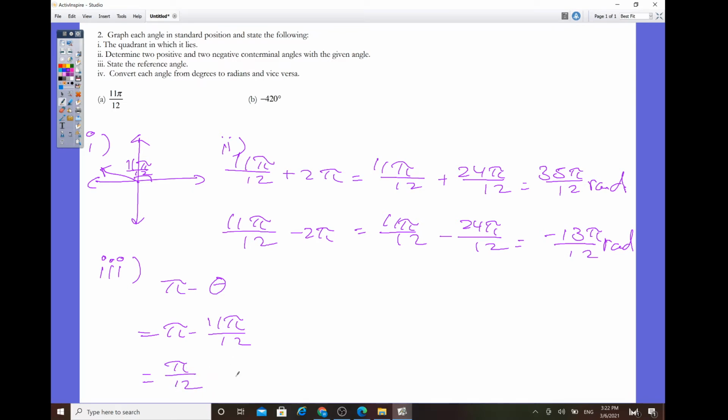And then convert the angle from degree to radian or radian to degree. This one is given in radians, converting to degrees, so multiply by 180 over pi. This one cross cancels. So 12 goes into 180, 15 times. Then 15 times 11.